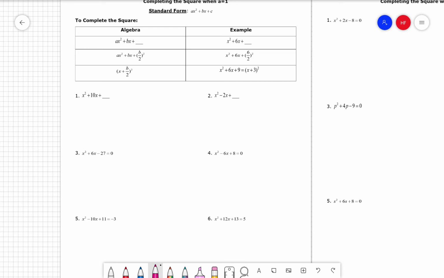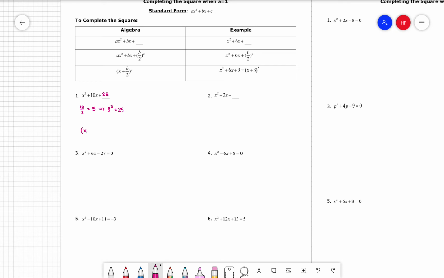So we're going to do the same thing. We have x squared plus 10x plus something. In order to find what that something is, I'm going to divide 10 by 2, I get 5, and then we'll square that, and I get 25. Well, let me rewrite that. So 5 squared equals 25. That's what goes in that blank there.